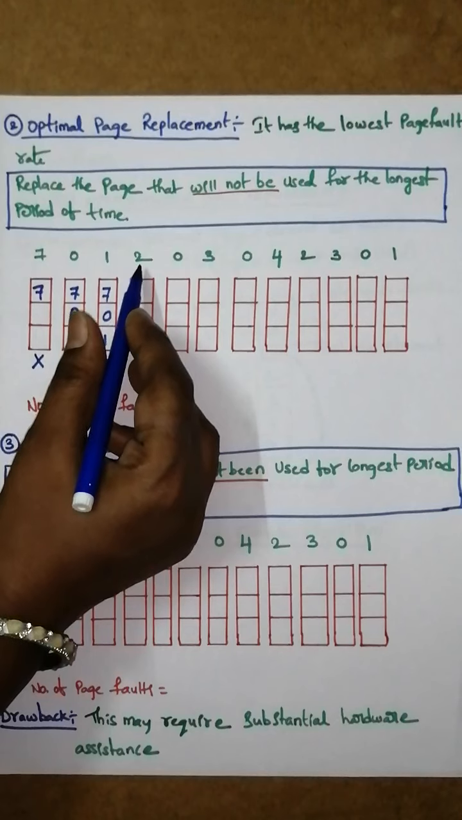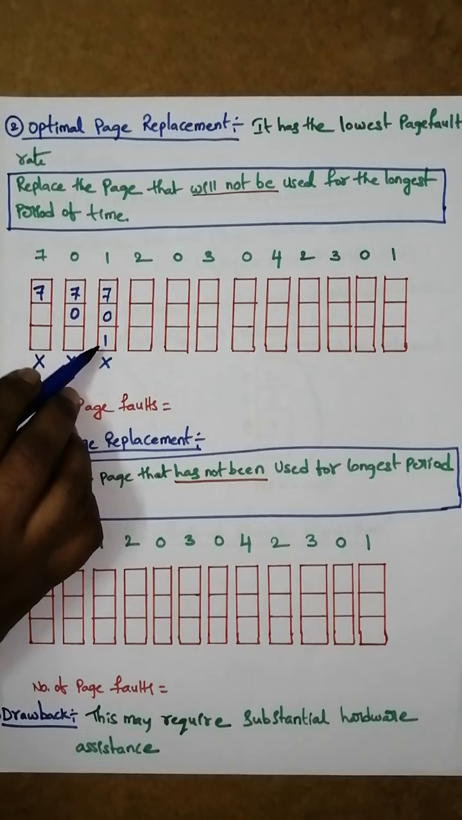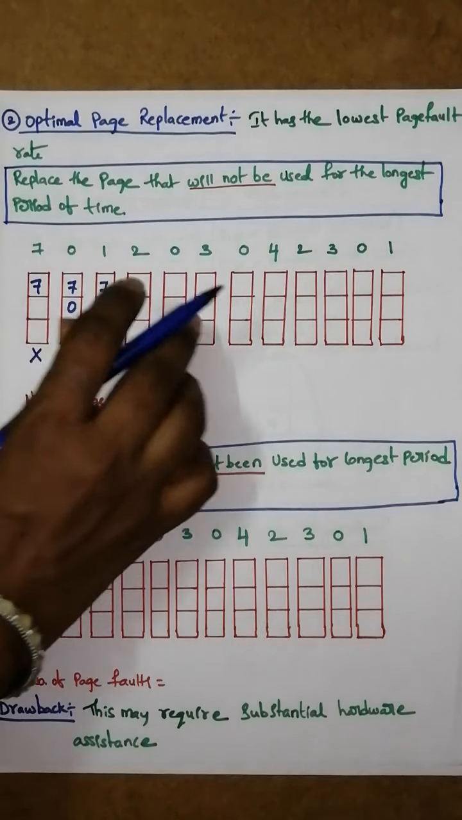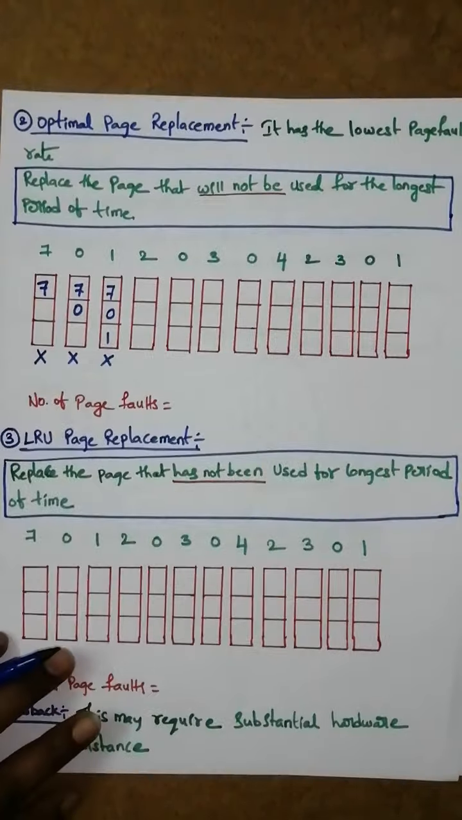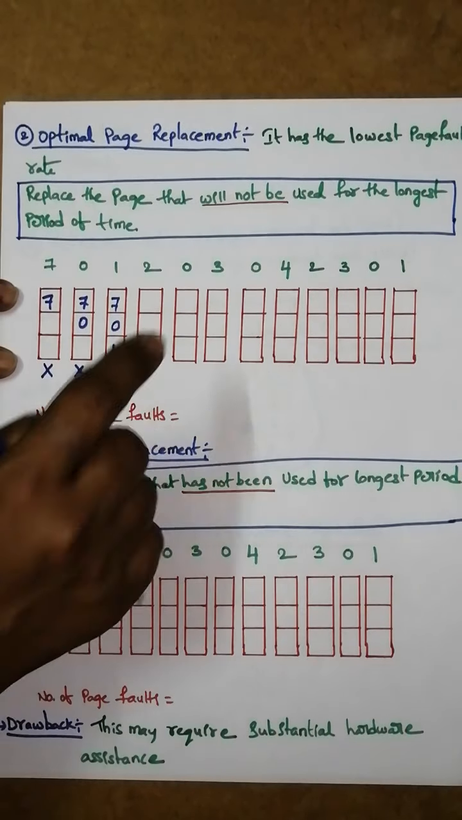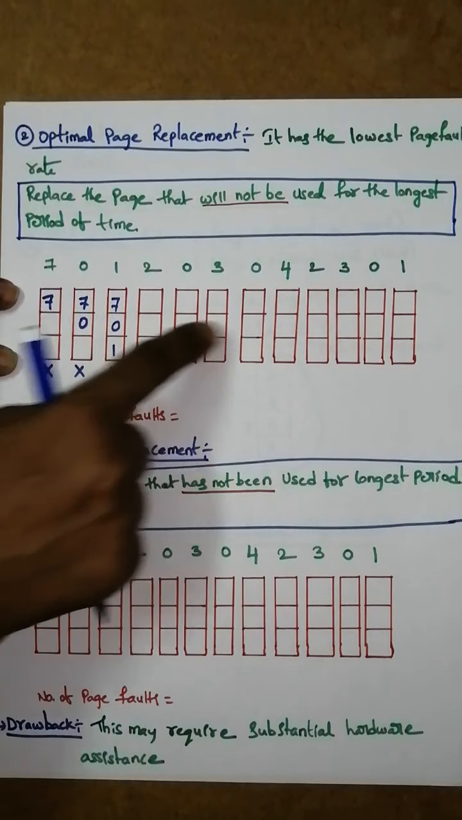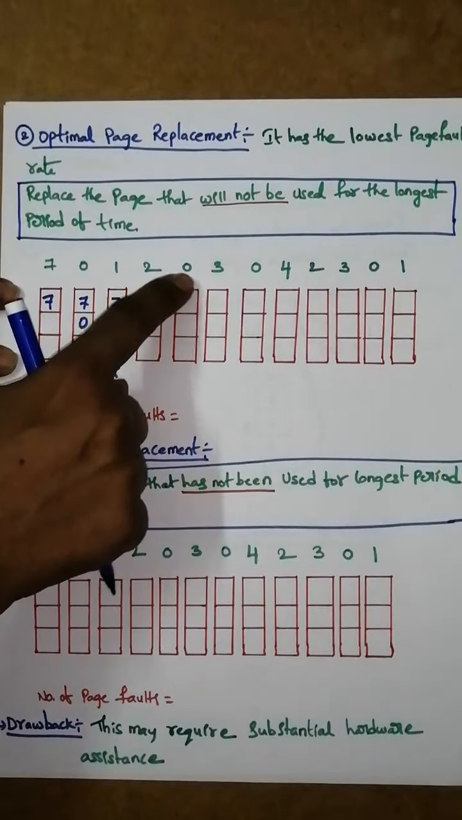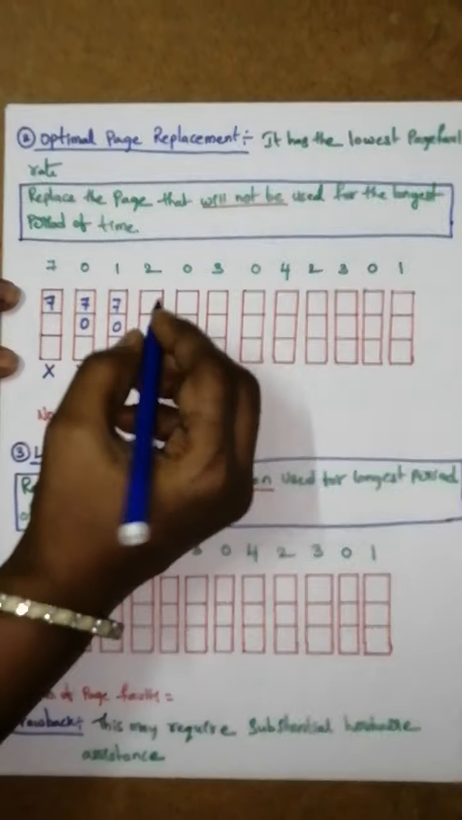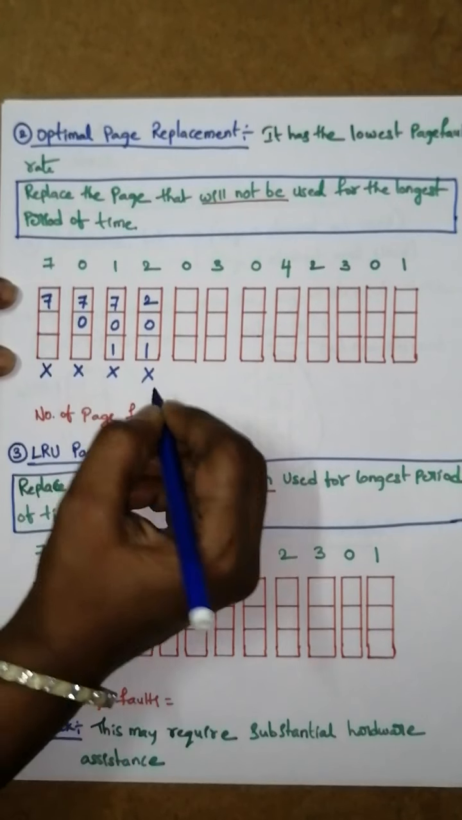Now next is 2. To place 2, I should remove one of these 3. Which one you will remove means, let's see which one is not used in the future. Whichever is not used in the future, you have to check. Now just observe 7, 0, 1. 0 is used immediately and 1 is used at the end, but 7 is never used in the future, so you can remove 7. In place of 7 I'll write 2, so it is 2, 0, 1, and it was a page fault.